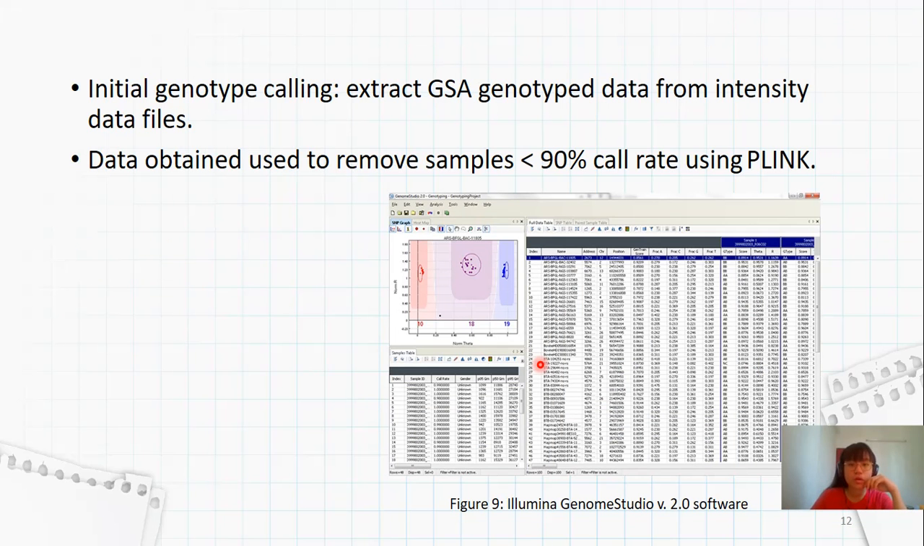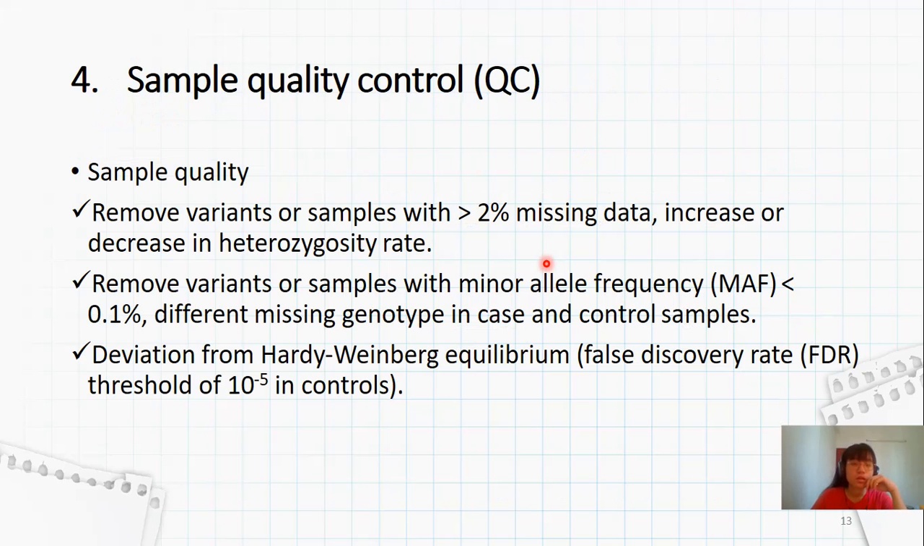Initial genotype calling uses the Illumina software to extract GSA genotype data from the intensity data files. The data is then used to remove samples which are less than 90% correct using PLINK. The fourth step is the sample quality control.